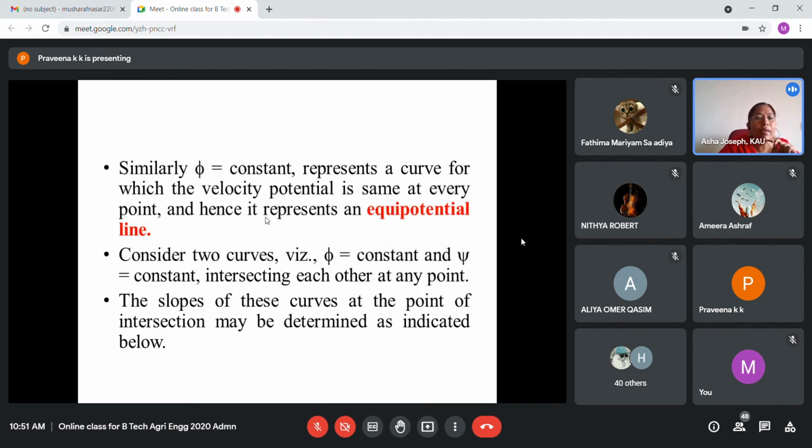Similarly, phi equals a constant represents a curve for which the velocity potential is the same at every point, and hence it represents an equipotential line. Now consider two curves, for which phi is a constant and psi is a constant. They are intersecting each other at a point. The slope of these curves at the point of intersection may be indicated below.